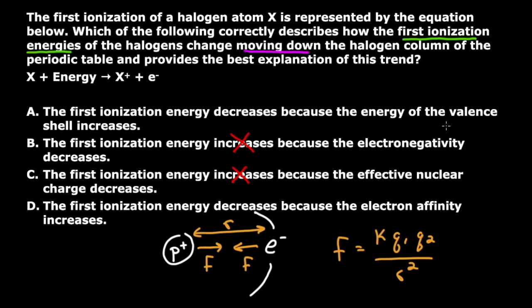And so if the valence shell increases, because these atoms are getting larger, it means that this R right here is going to increase. So the R is going to increase, and what happens when this increases, this force right here will decrease. So if this force here becomes smaller, it means that it's going to be easier to take an electron here and remove it. And that's what an ionization energy is. It's going to be the ability to remove this electron. And it's easier to remove electrons if the force is smaller. And so the answer choice that's going to be correct is going to be A.